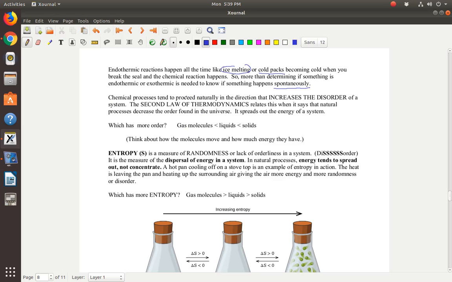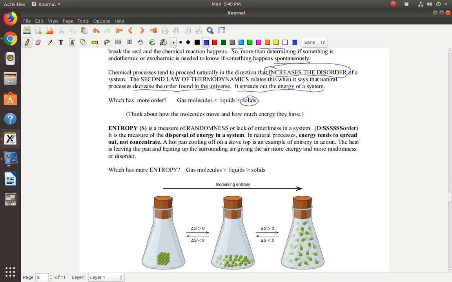Chemical processes tend to proceed naturally in the direction that increases disorder. We want to increase disorder, or spreading out of the energy of the system. The second law of thermodynamics relates to this when it says natural processes decrease the order found in the universe. It spreads out energy throughout the universe. So which has more order: gas, liquids, or solids? Well, solids have the most order. Think about how the molecules move, and in solids they're kind of vibrating in place.